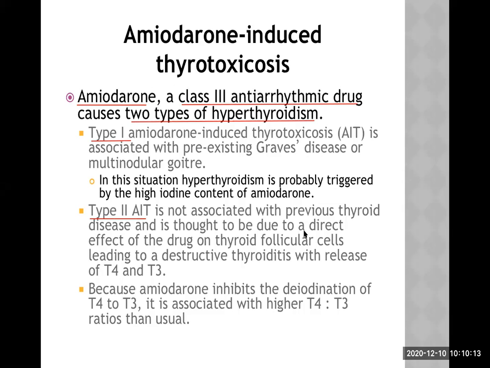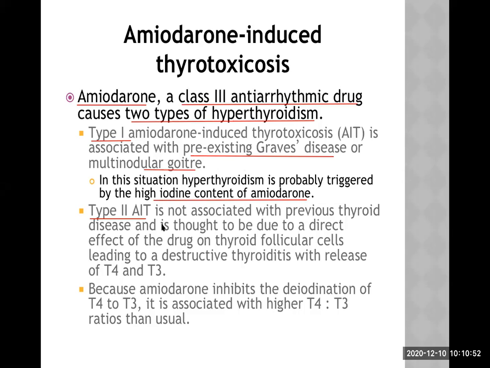The mechanism is a bit different here. Type 1 amiodarone-induced thyrotoxicosis is associated with pre-existing Graves' disease or multinodular goiter. The patient is already having this problem. On top of that, if they take amiodarone, then because of the high iodine content of amiodarone, more thyroid hormone is synthesized and released, which causes thyrotoxicosis. So it is simply because of the high iodine content of amiodarone, and the patient should have some pre-existing disease there. This is type 1.